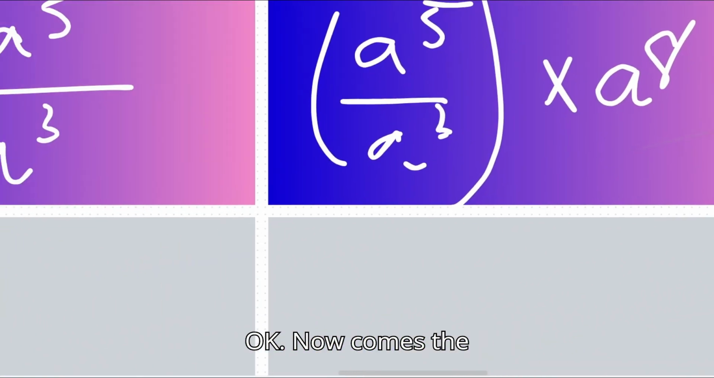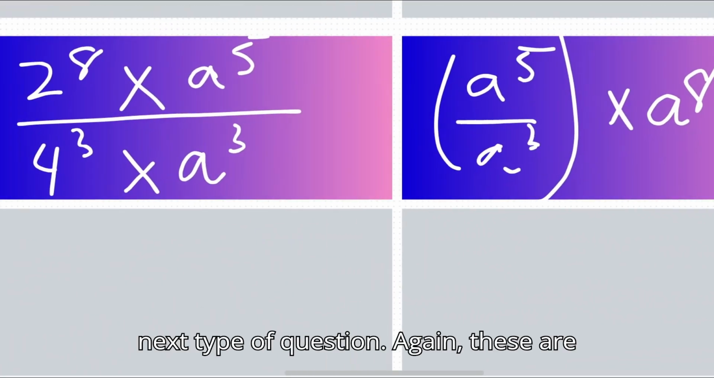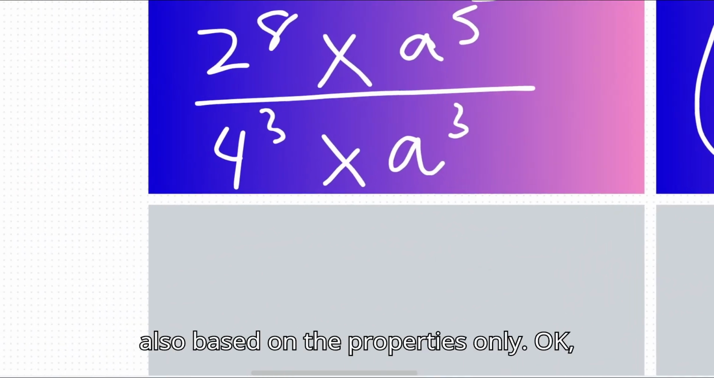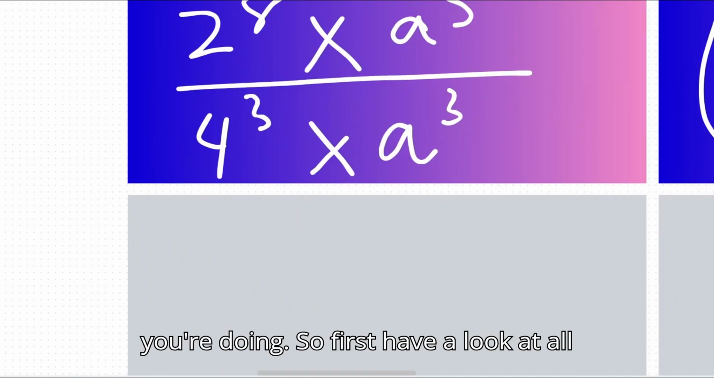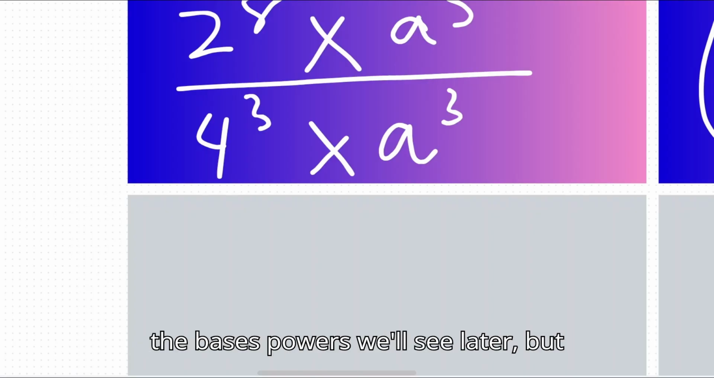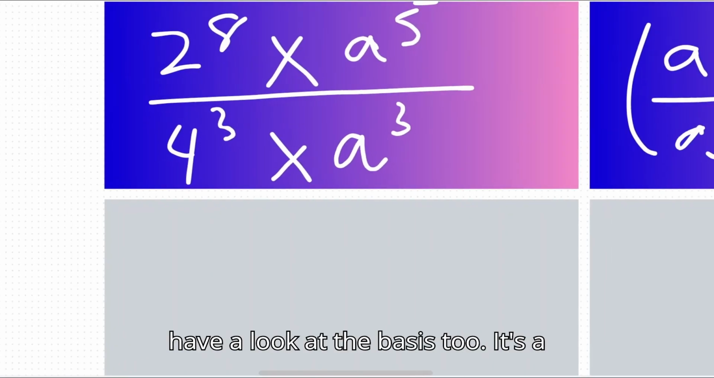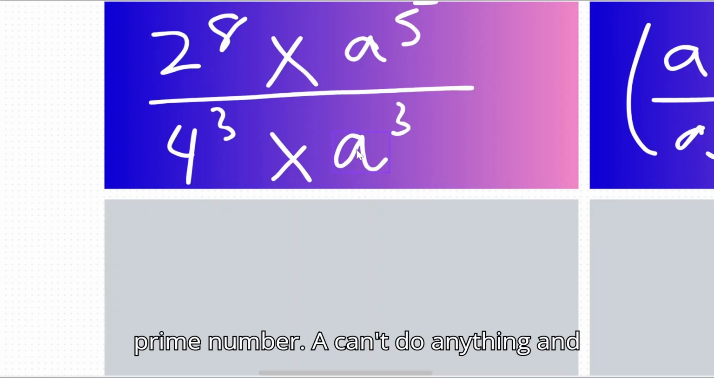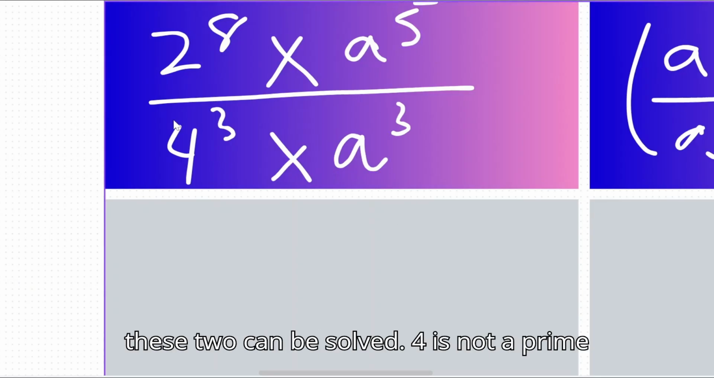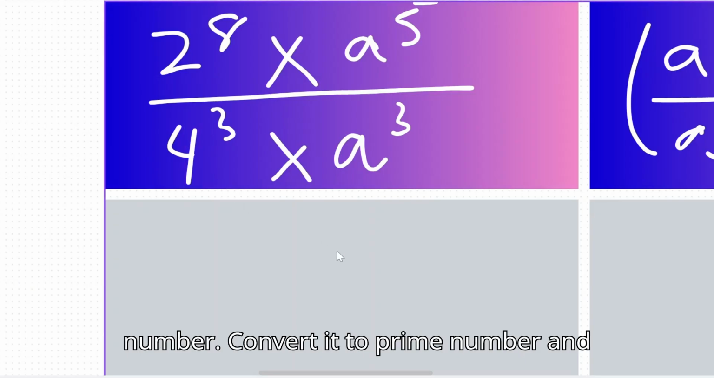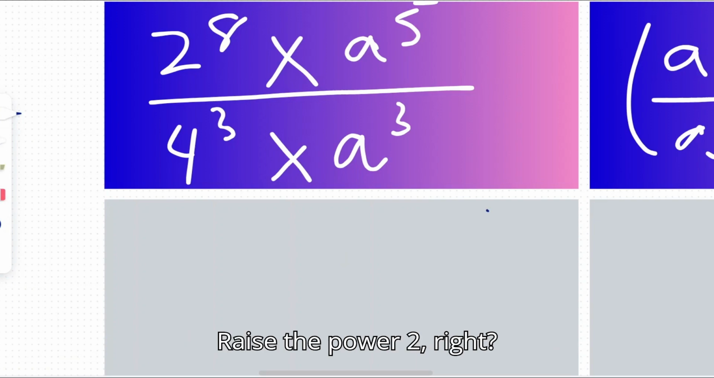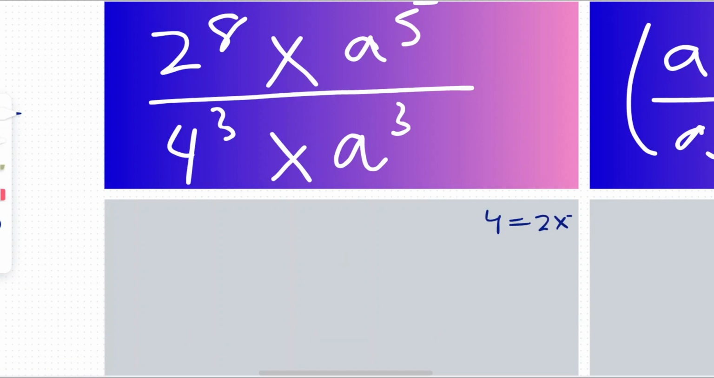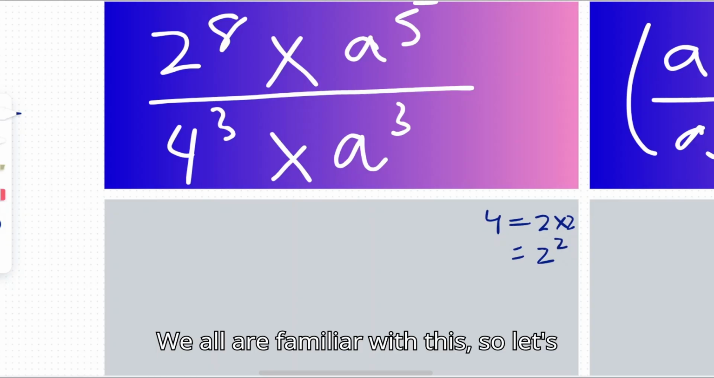Okay. Now comes the next type of question. Again, these are also based on the properties only. Okay, the rules only, but to see what you're doing. So first have a look at all the bases. Powers we'll see later, but have a look at the bases. 2, it's a prime number. A can't do anything, and these two can be solved. 4 is not a prime number. Convert it to prime number, and you know that 4 can be written as 2 raised to the power 2, right? We all are familiar with this.